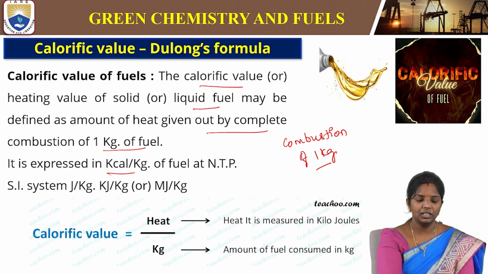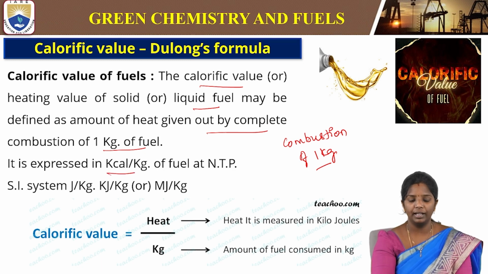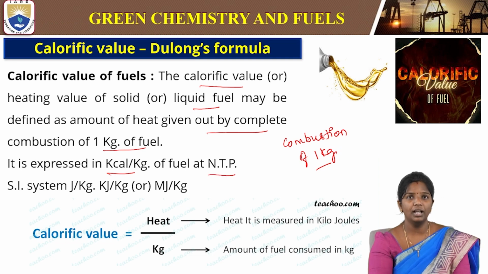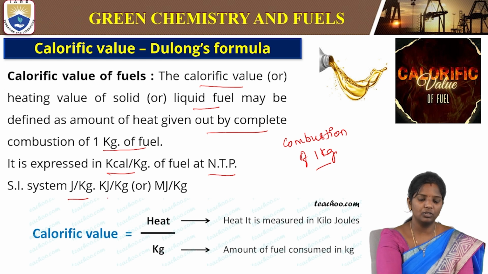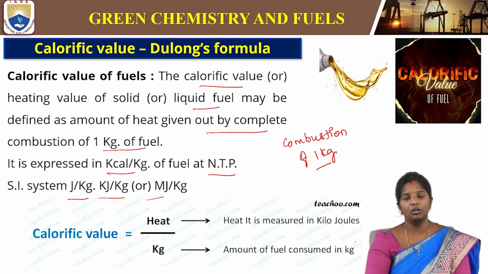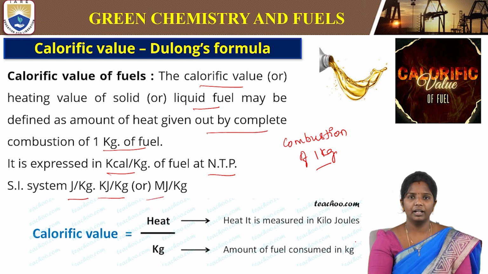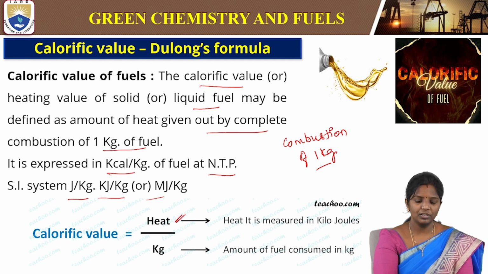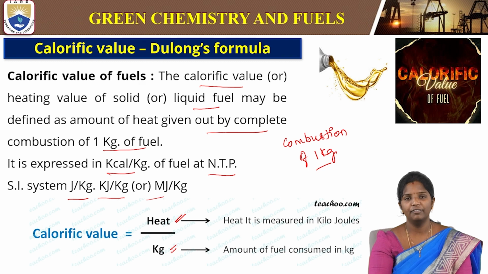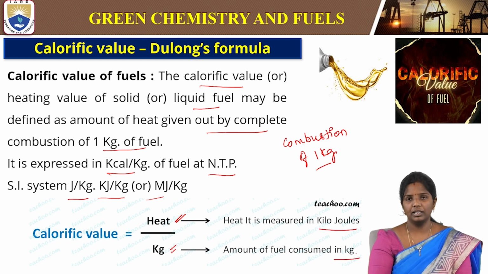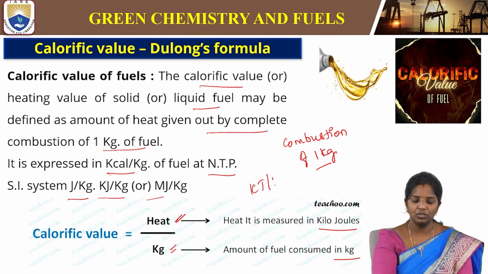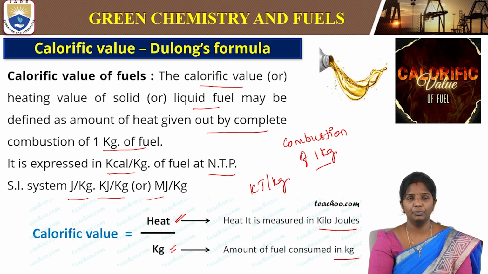It is expressed in kilocalories per kg of fuel at normal temperature and pressure, and in SI units it is given in joule per kg, kilojoule per kg or megajoule per kg. How did we derive these units? Calorific value is nothing but the heat given out per kg of any fuel. Heat is given in kilojoules, so we have the unit kilojoules per kg. This is the unit we will be using in further problems.